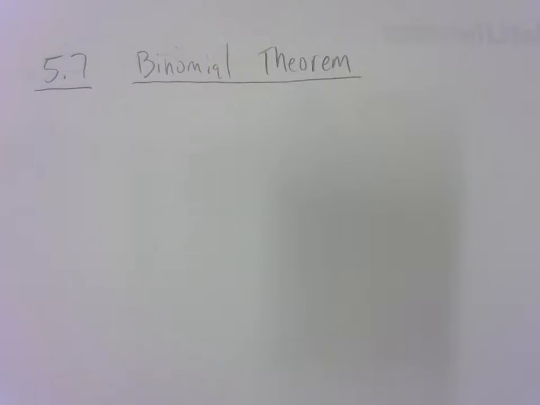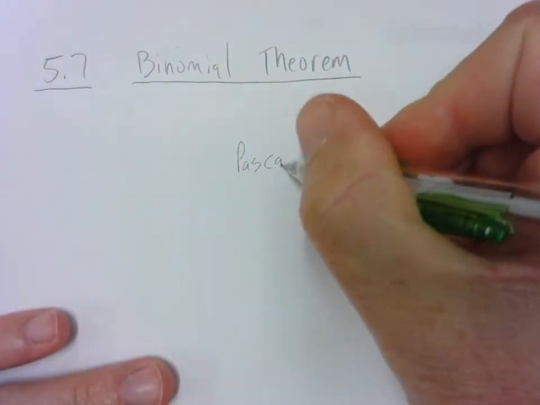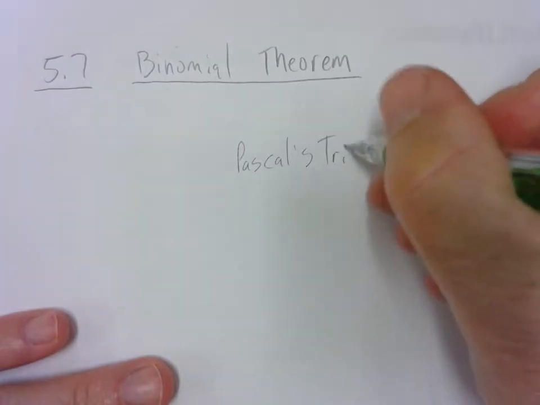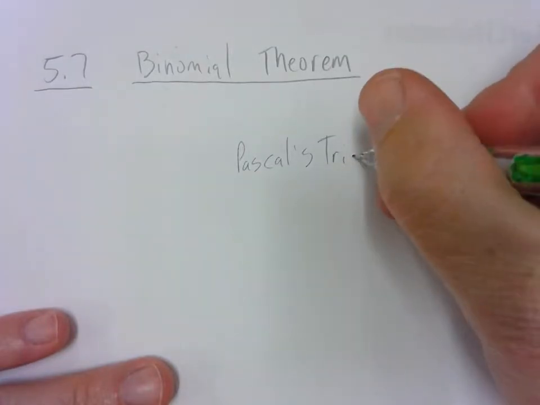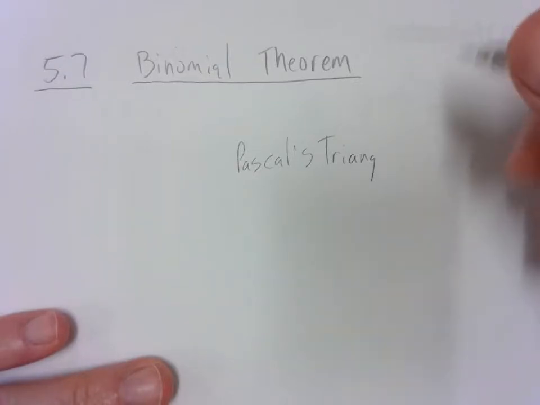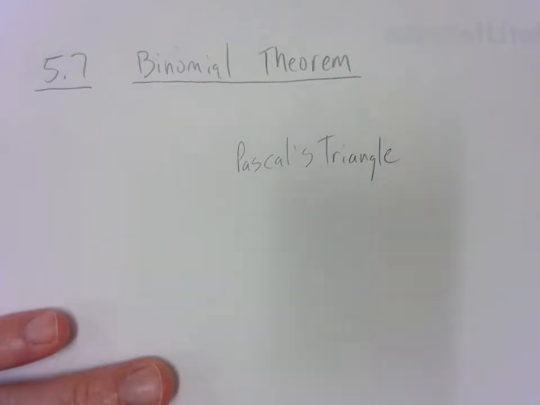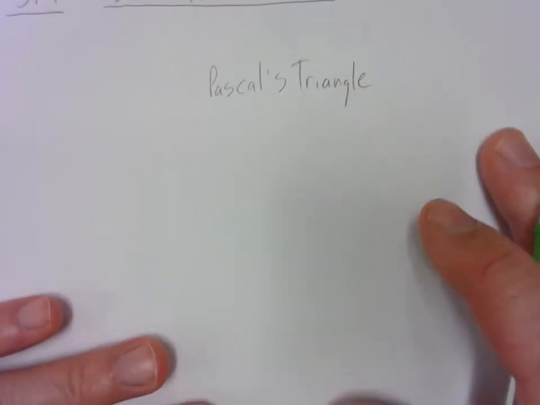So what we're going to do is start off with Pascal's triangle. Pascal's triangle will be the numbers that we use for the coefficients for expanding binomials. So basically the binomial theorem tells you how to expand a binomial. Pascal's triangle is made up of this pattern.